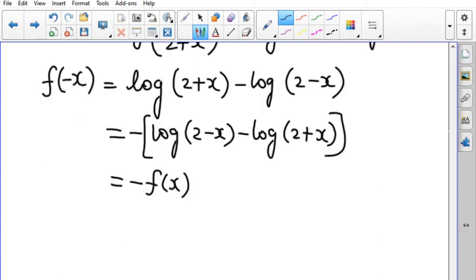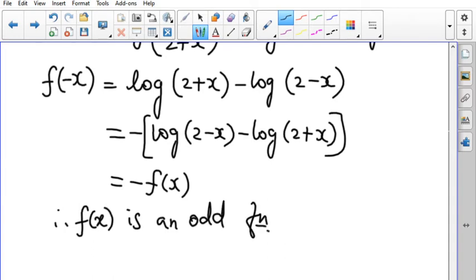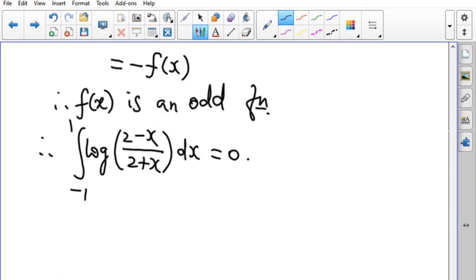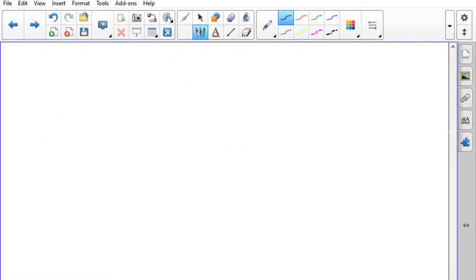So what we get is minus, and this is nothing but f of x, so minus f of x. Since f of minus x is equal to minus f of x, we can say that f of x is an odd function. Therefore, the integral from minus 1 to 1 of log of (2 minus x) divided by (2 plus x) dx is equal to 0. For an odd function, the value of the integral is 0.